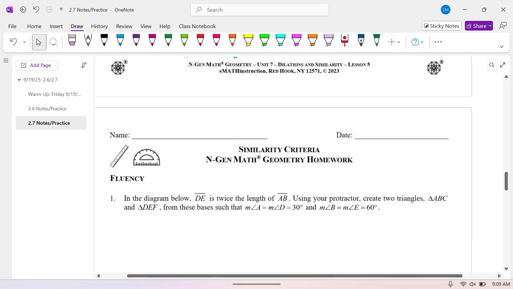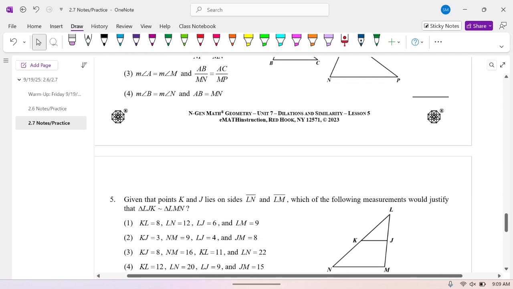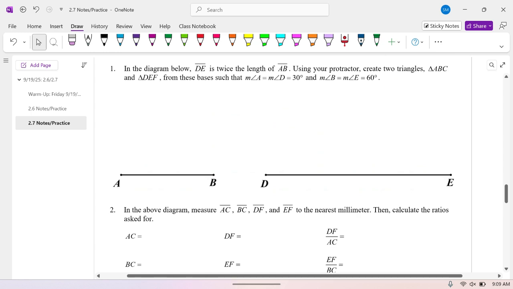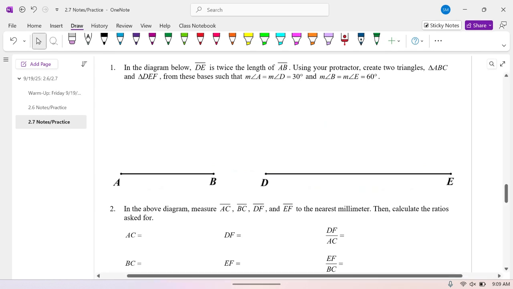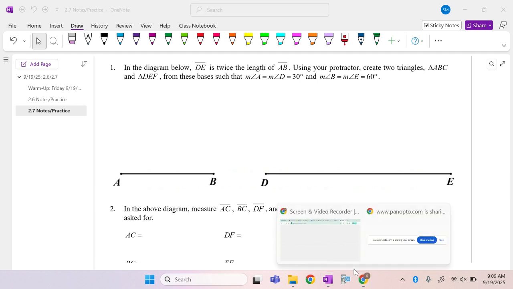All right. So that means that 7 and 8 are the other 2 pages of your homework. So your homework tonight or for the weekend is 3 and 4, 7 and 8. All right. Any questions on how to figure out if triangles are similar or not? All right. So you have about 10 minutes left of class. So you can probably do a little bit of the homework to get started.